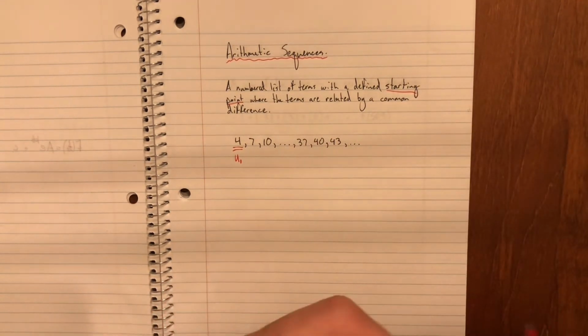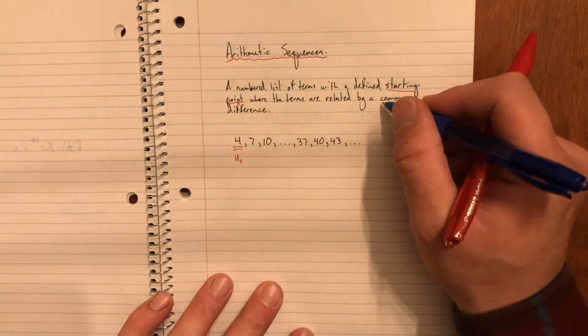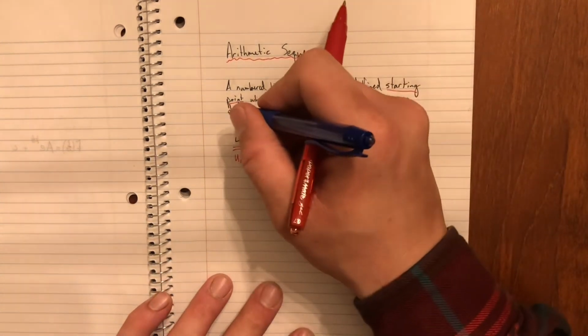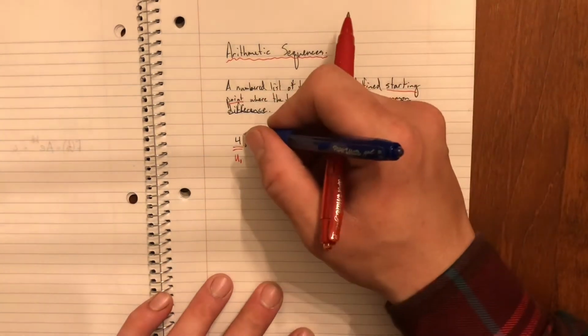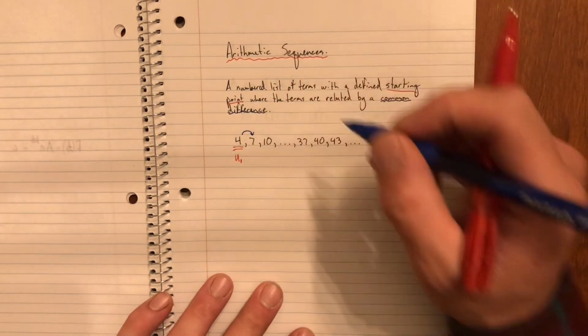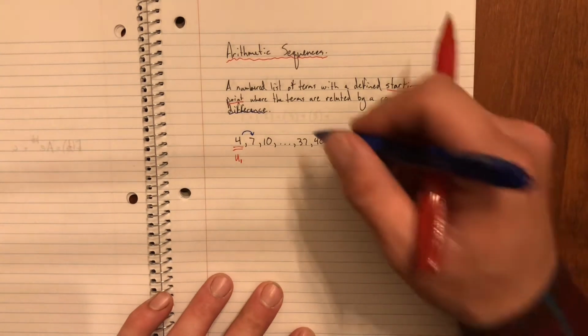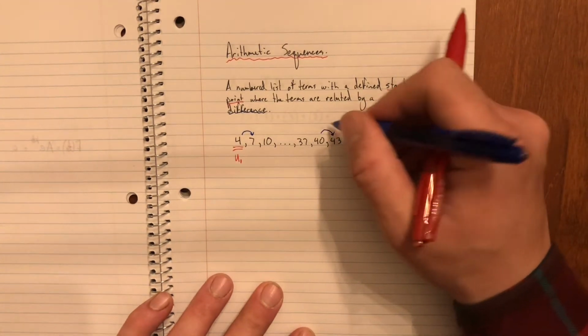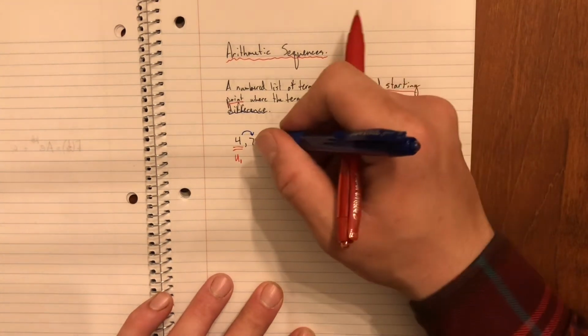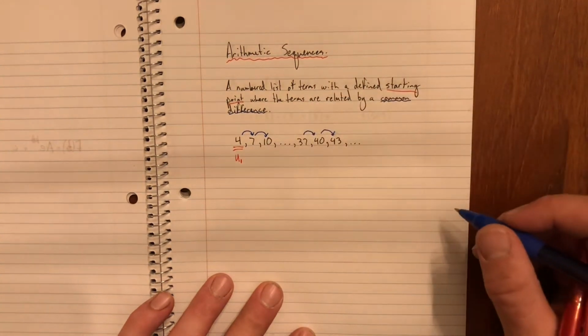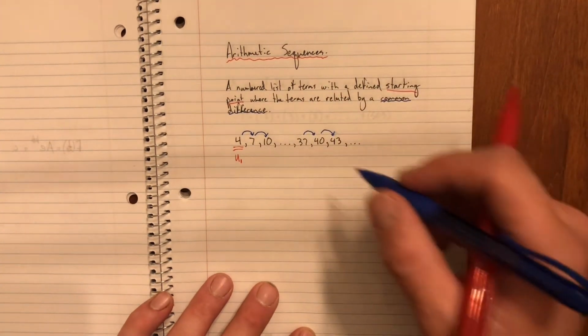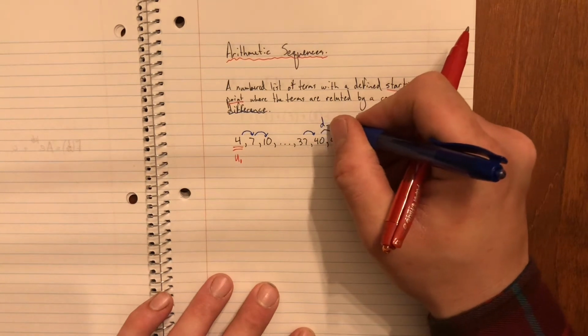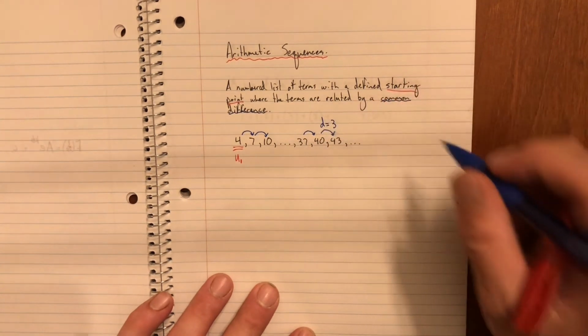Now, a common difference is slightly different than a starting point. A common difference is the amount required to move from one term to the next. And you can see that at every single point, to move from one term to the next, all I have to do each time is add 3. So we would say that D, our common difference, is 3.